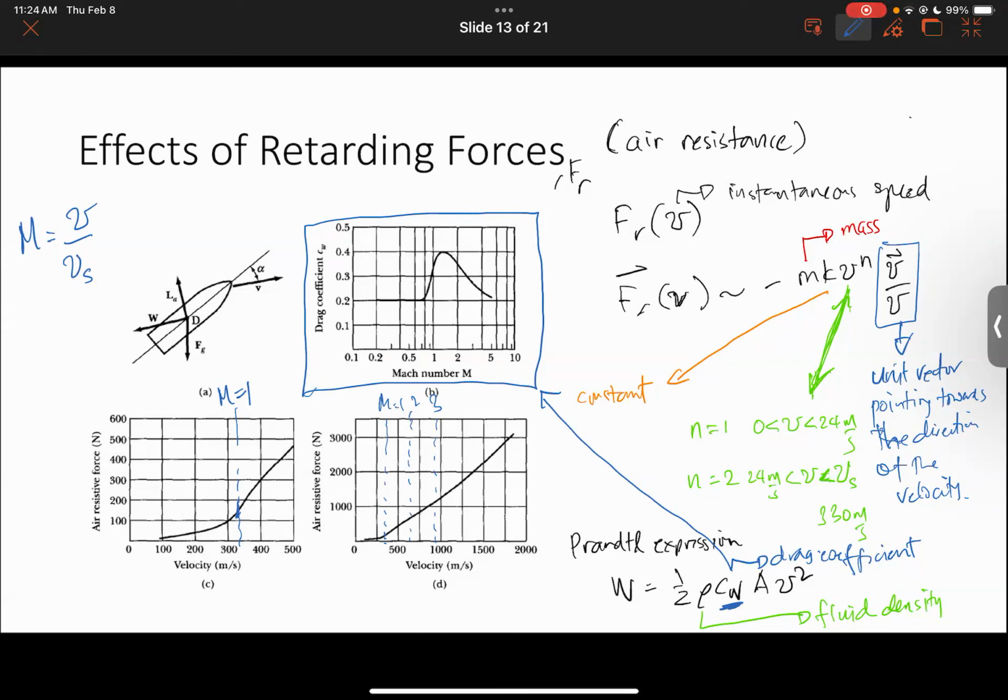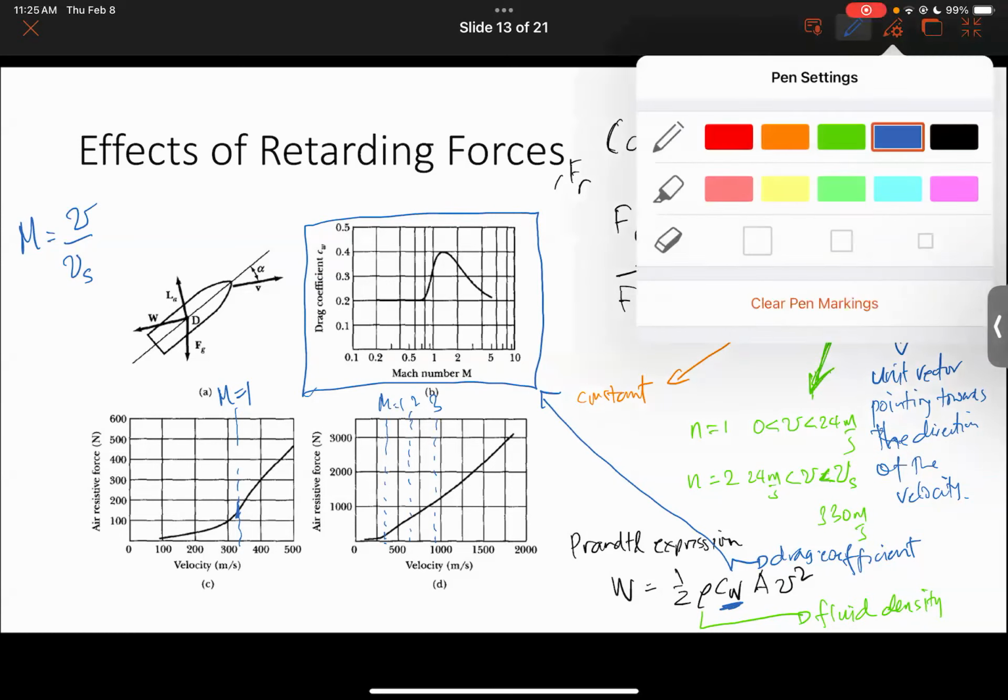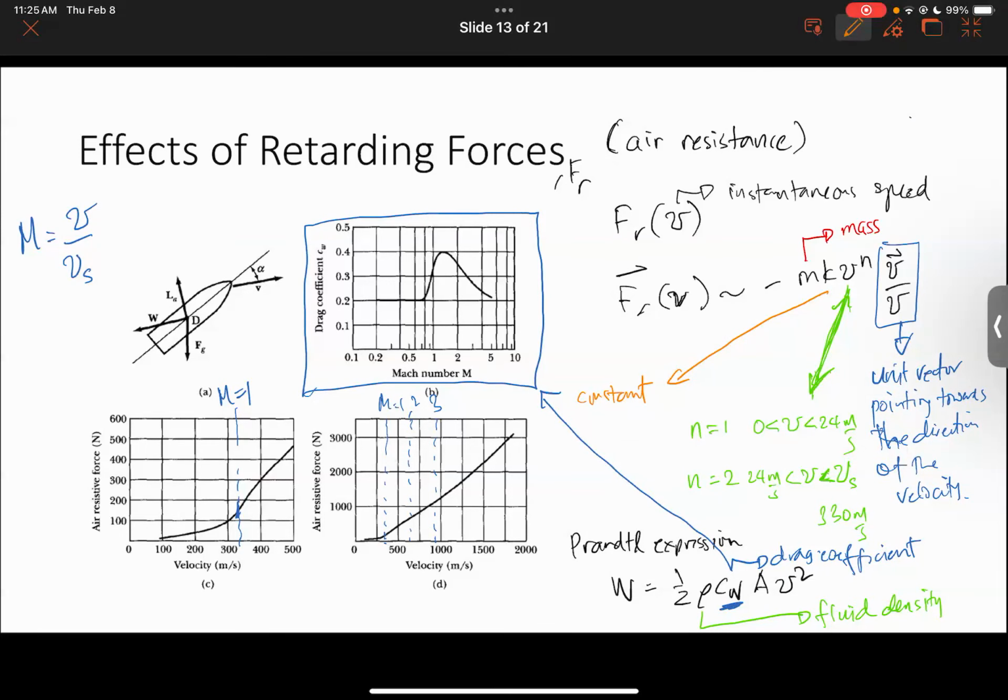Anong nakikita natin? For relatively low speeds, yung air resistive force is medyo malaki, di ba? Considerable. So this, may arbitrary lang na area na ginamit dito, of course. And of course, yung air density na ginamit dito is air. Pero makikita natin na linear, more or less, yung speed below 330.